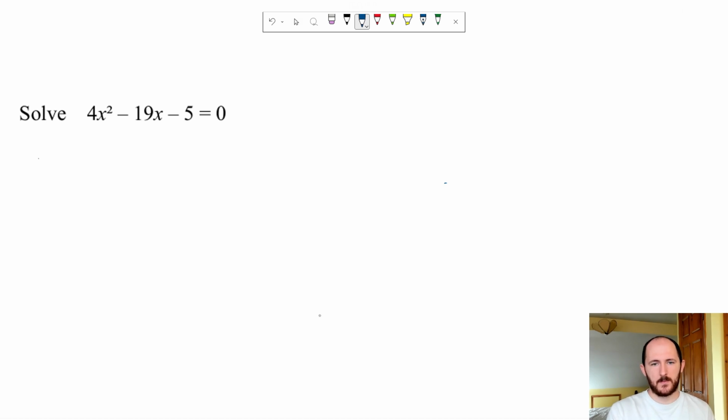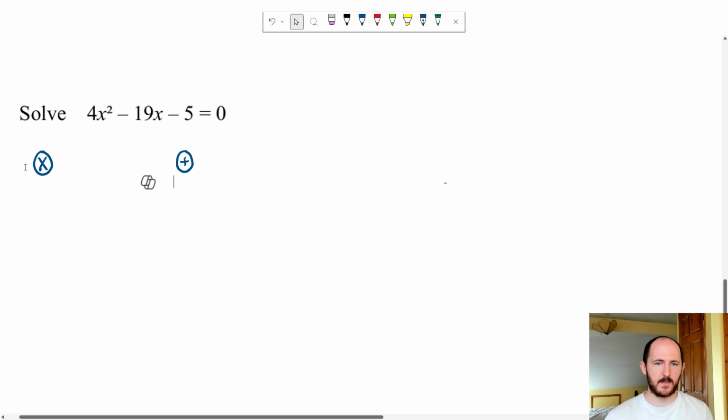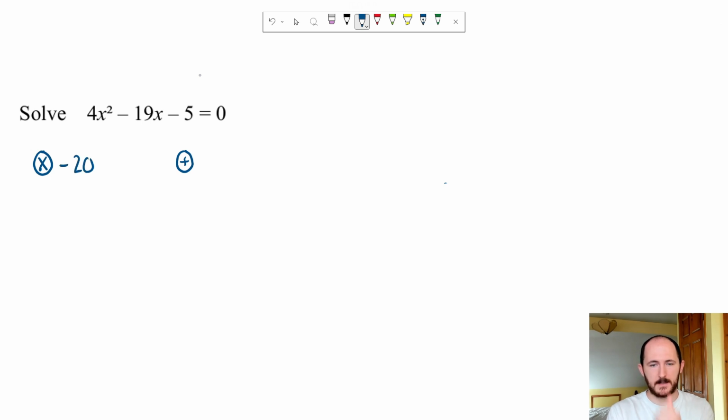Okay. Once again, the first thing we need to do is find the add and the multiply numbers. So how do we find the multiplication number? We do the coefficient of x squared, which is 4, times the constant on the end, which is negative 5. So this is 4 times negative 5, which is negative 20.